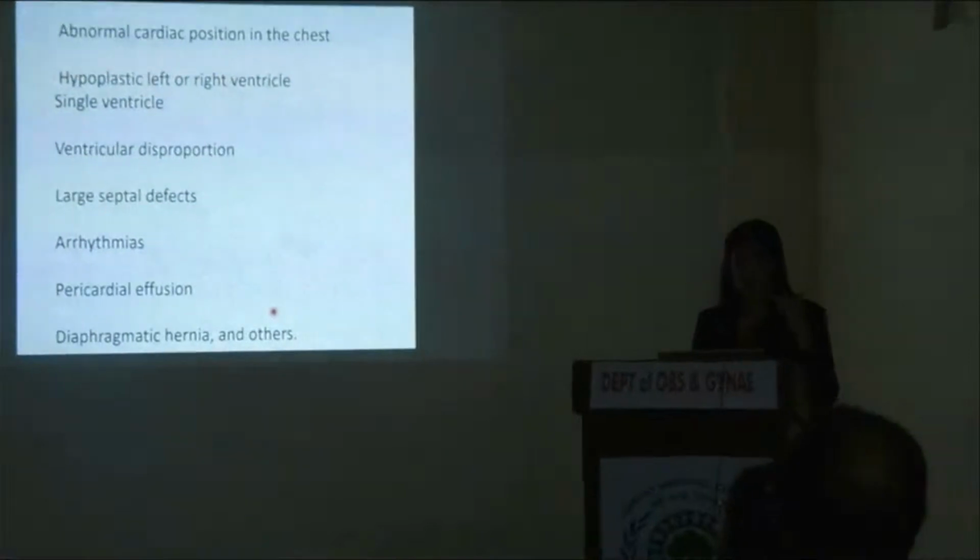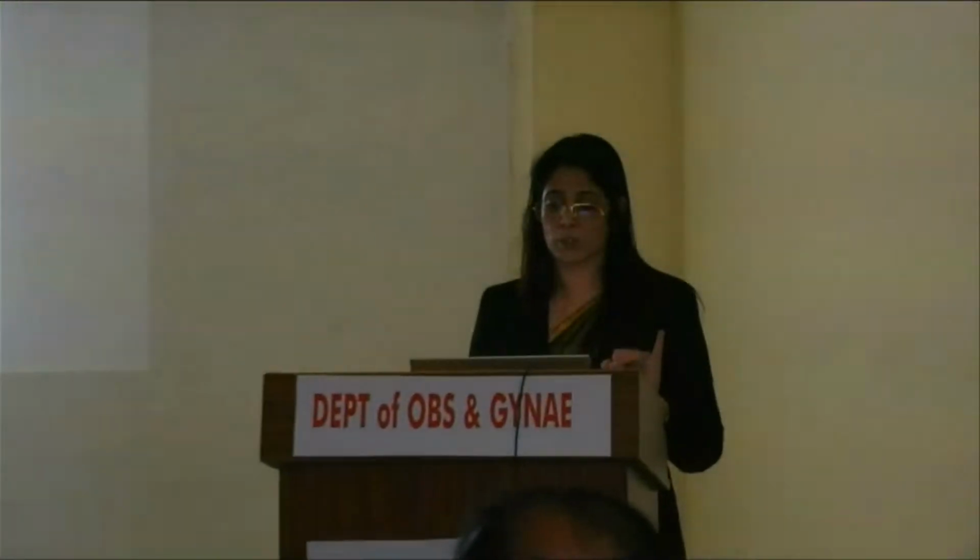From this chest and heart, we can look at abnormal cardiac position in the chest. Hypoplastic left or right ventricles can be documented. We can see single ventricles, ventricular disproportions, large septal defects, arrhythmias, pericardial effusions, and diaphragmatic hernias, as I've shown. This was a case of hypoplastic left heart, which I detected at almost 12 weeks. You can see that in the 4-chamber view, the RV was very small and the LV was quite prominent, and there was also a VSD, a communication between the 2 chambers.